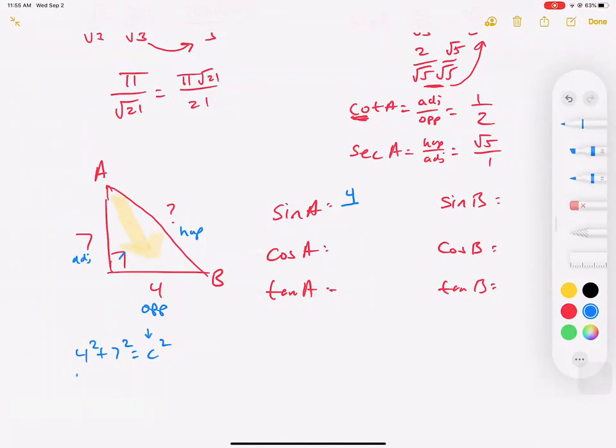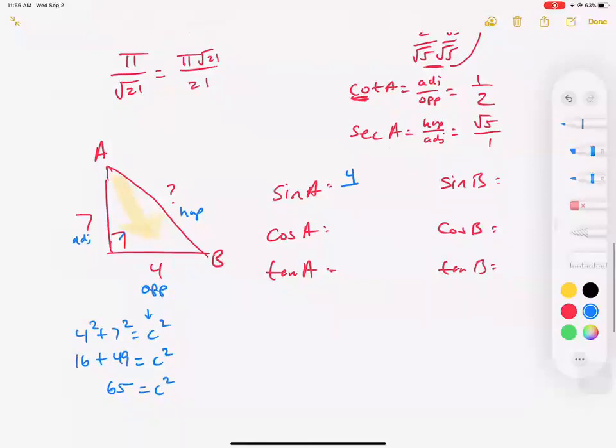So 4 times 4 is 16. 7 times 7 is 49, which is equal to c squared. That's 65 equals c squared. So c is equal to the square root of 65. Now, I don't know if 65 has a square root. Not an easy one. So I'm going to draw my little box here. I need the smallest number I can divide 65 by. Well, for sure, 5. Let's do that.